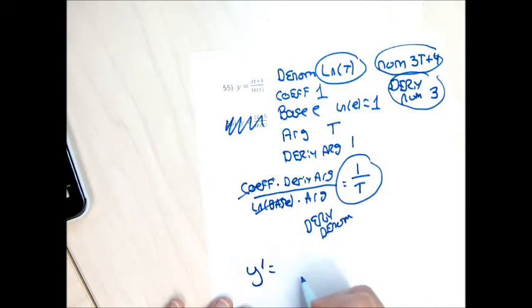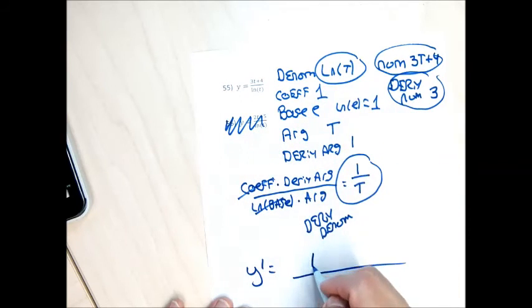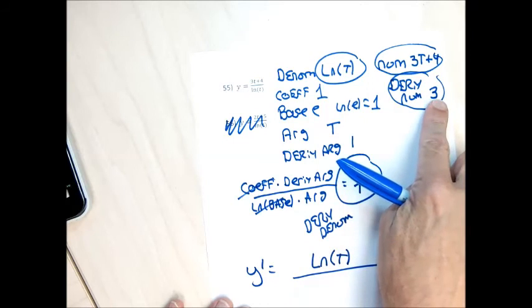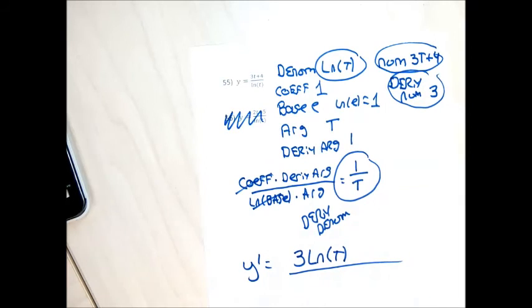So I'm going to go: the derivative equals the denominator times the derivative of the numerator. The denominator is the natural log of t. The derivative of the numerator is 3. Let me write it first as opposed to after the natural log. It just looks more natural that way.